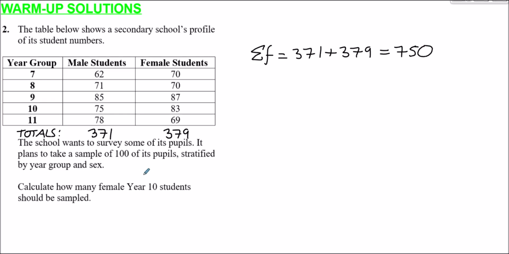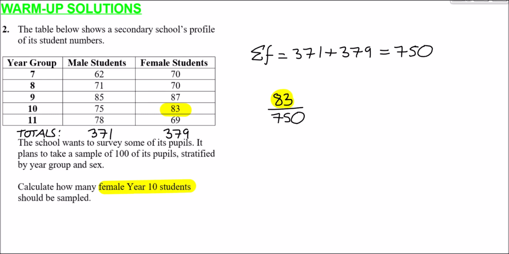Now, a stratified sample needs to include the same proportion of individuals in its sample as the proportion of those individuals exists in the entire population. So because we want female year 10 students, within the entire school, female year 10s, we had 83 out of 750. So 83 pupils out of 750 in total are year 10 students. We want that same fraction of female year 10s in this sample of 100.